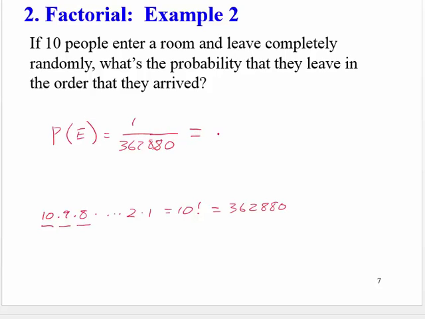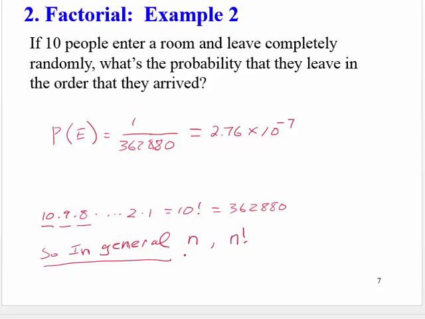Which is equal to 2.76 times 10 to the minus 7th. So in general, if there are n spots, then there are n factorial different ways it can happen.